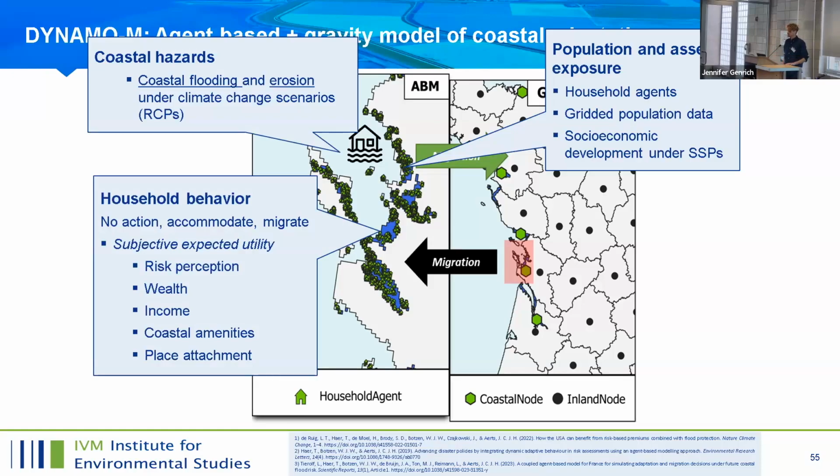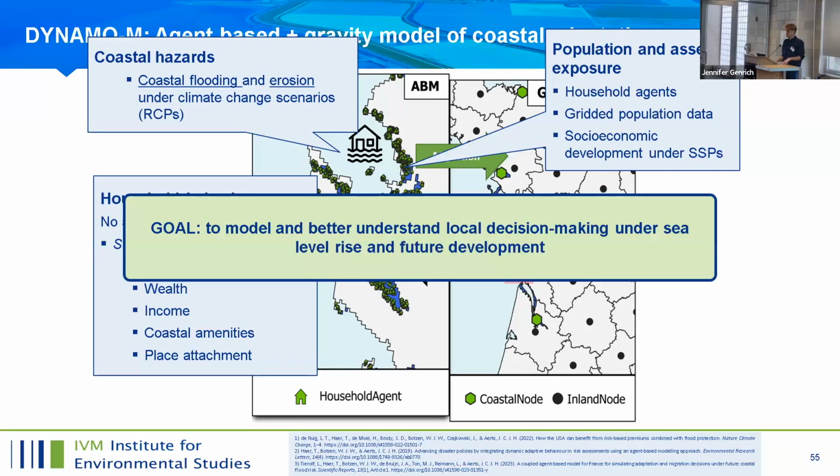And we do this in a framework of subjective expected utility, in which we account for dynamic risk perception, for which we know that people who have never experienced a flood tend to think that they are not in a hazardous location, but after just having experienced the flood, they tend to overestimate risk. But we also account for other characteristics such as wealth, income, but also coastal amenities and place attachment that might inhibit people from moving away.